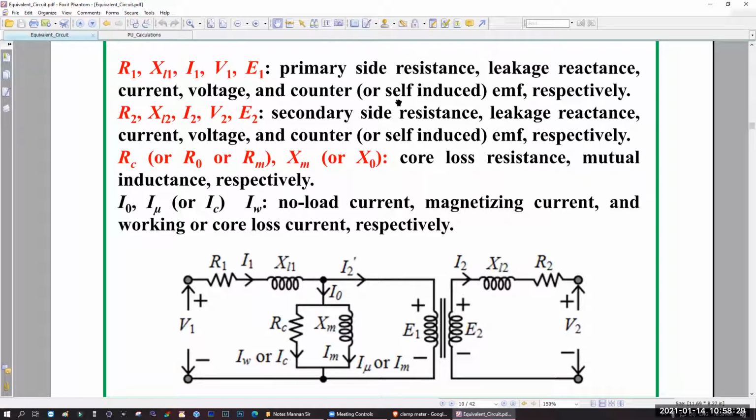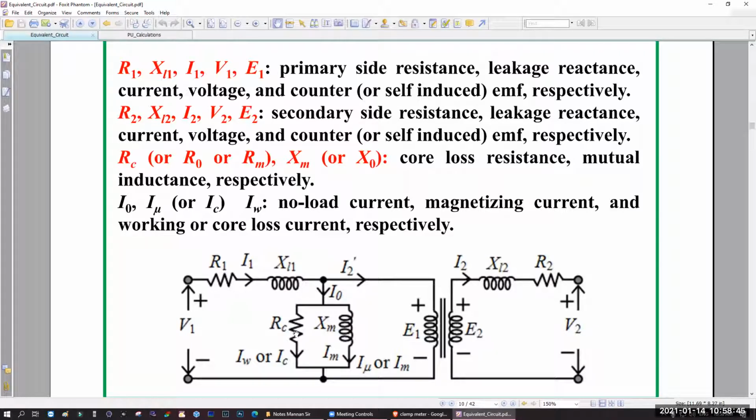This is called self-induced EMF, respectively. R2, XL2, I2, V2, E2: these are your secondary side resistance, leakage reactance, current, voltage, and counter EMF, respectively.